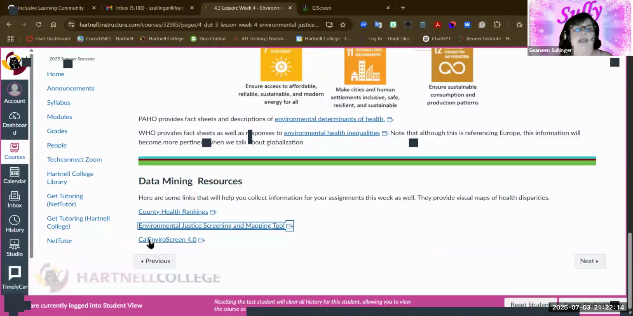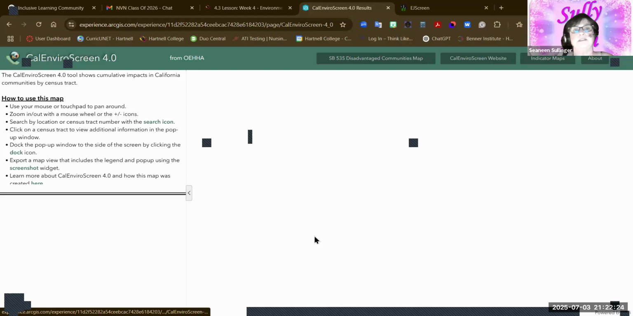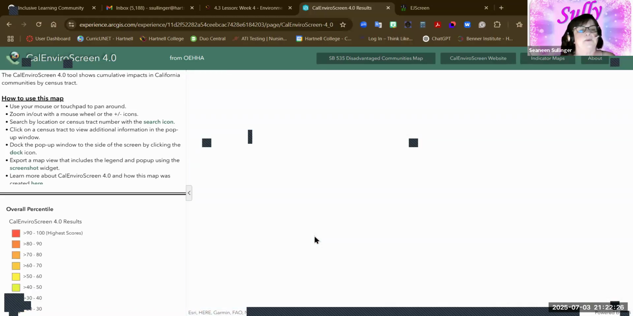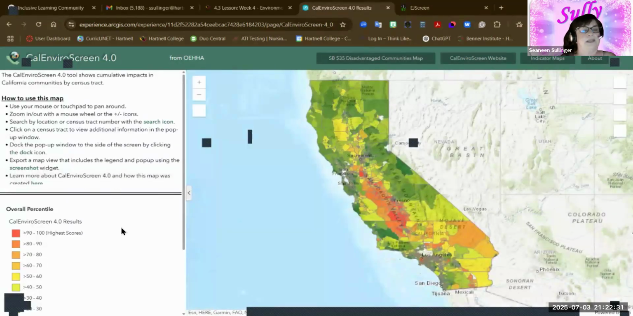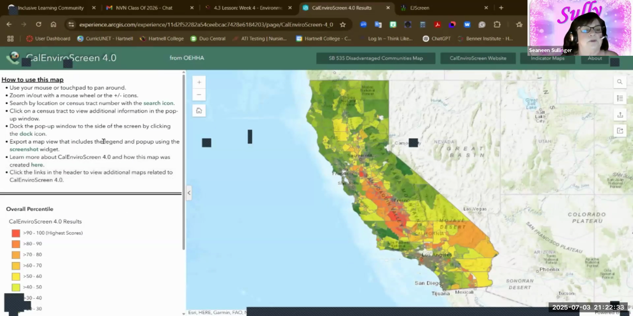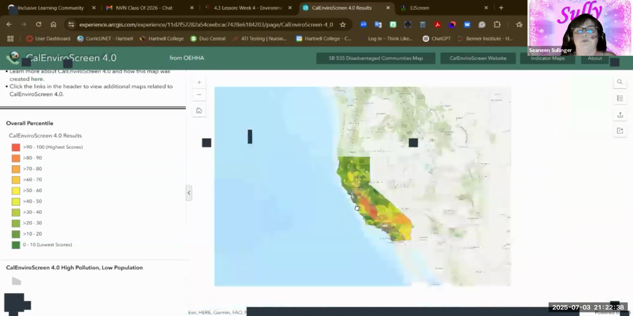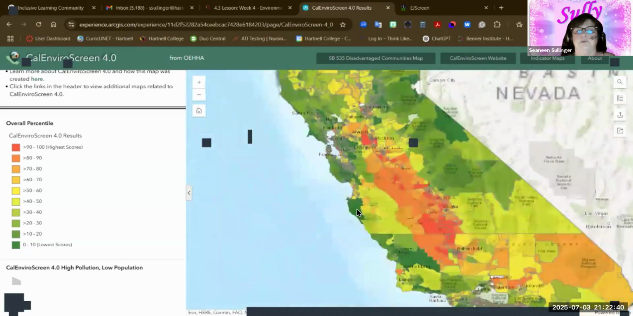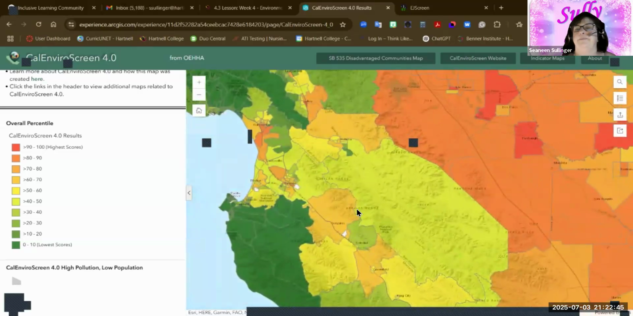And then the other one is CalEnviroScreen 4.0. I thought this was another good one to give. I'm a visual person, so it's nice for me to be able to see the visuals. So again, it will explain to you how to use the map. It has the counties. You can scroll over different, oops, let's go that way. Try to make that bigger. There we go.